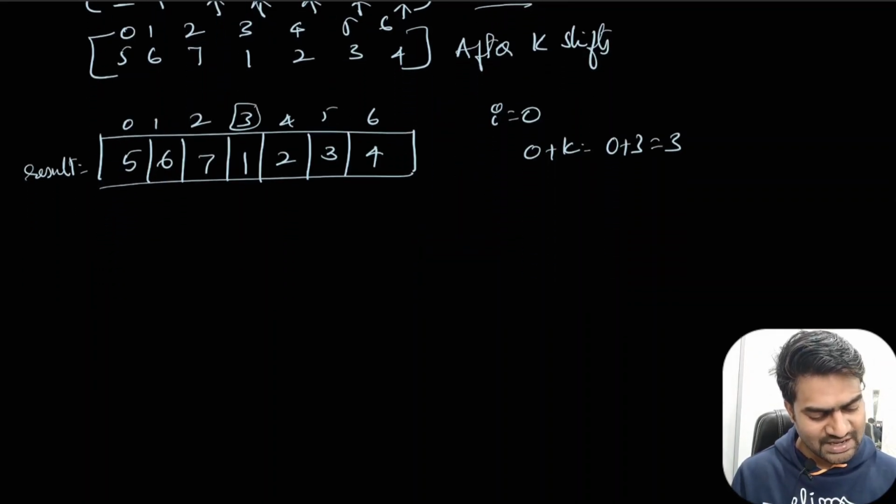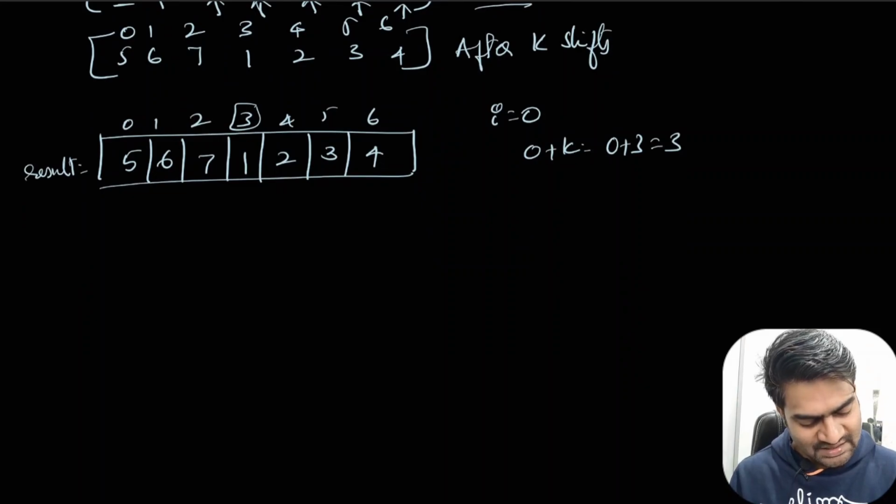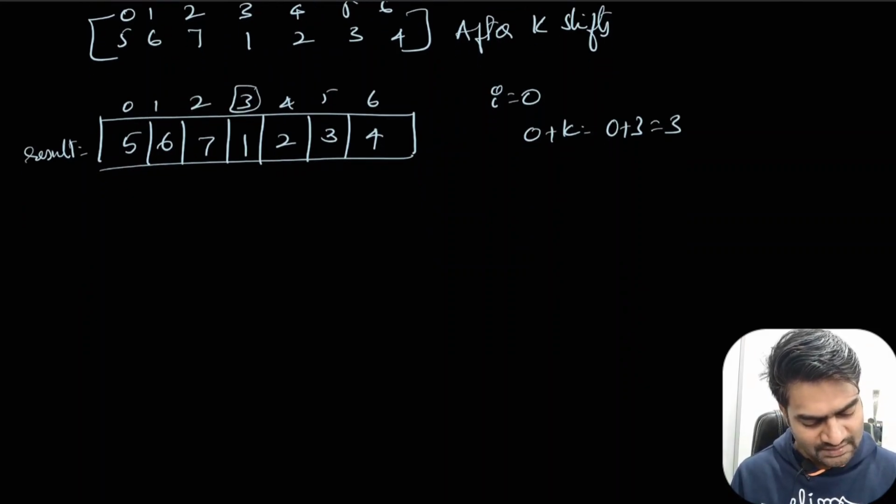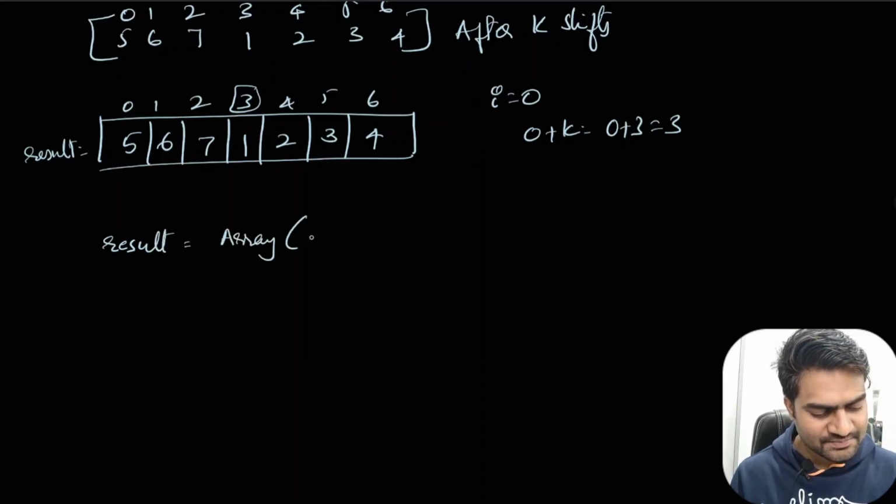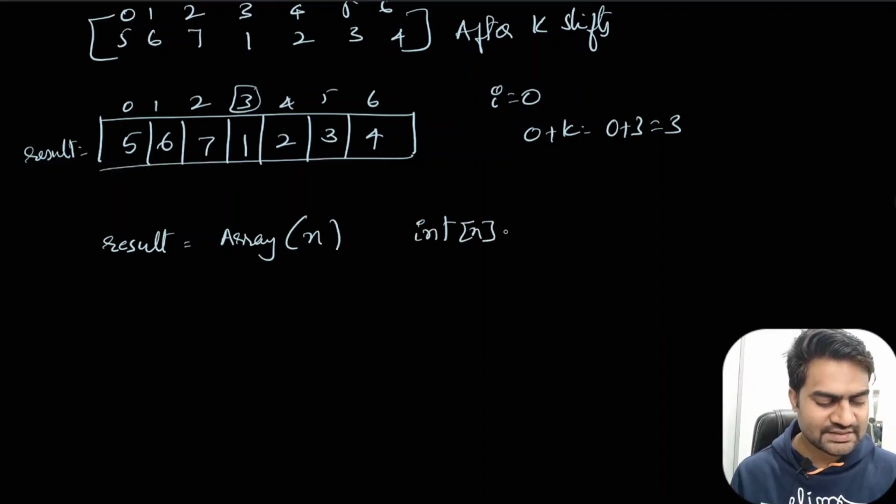Okay, let us try to write the pseudocode for that. So now what I will do, I will take a result array equal to array of size n. Okay, so in Java, you can say something like this. So in JavaScript, you can do this way.